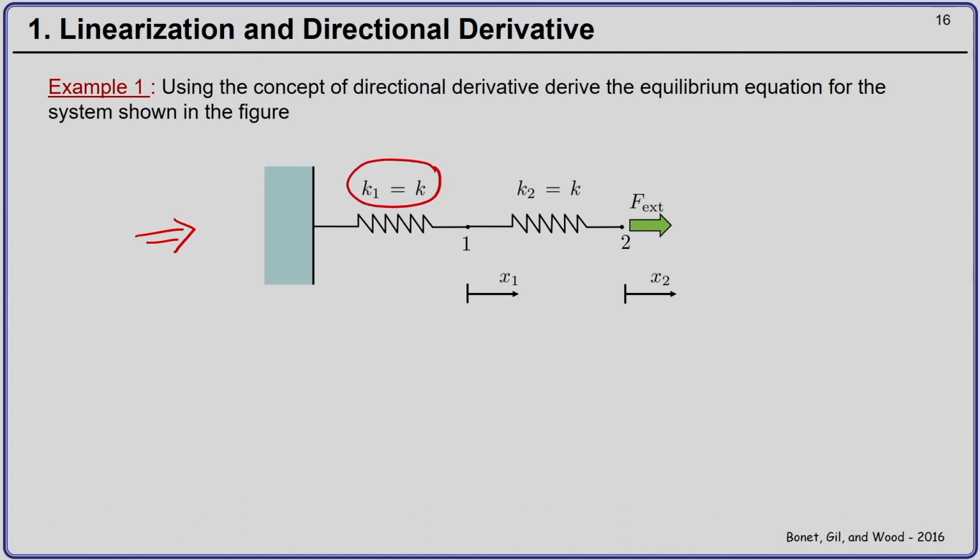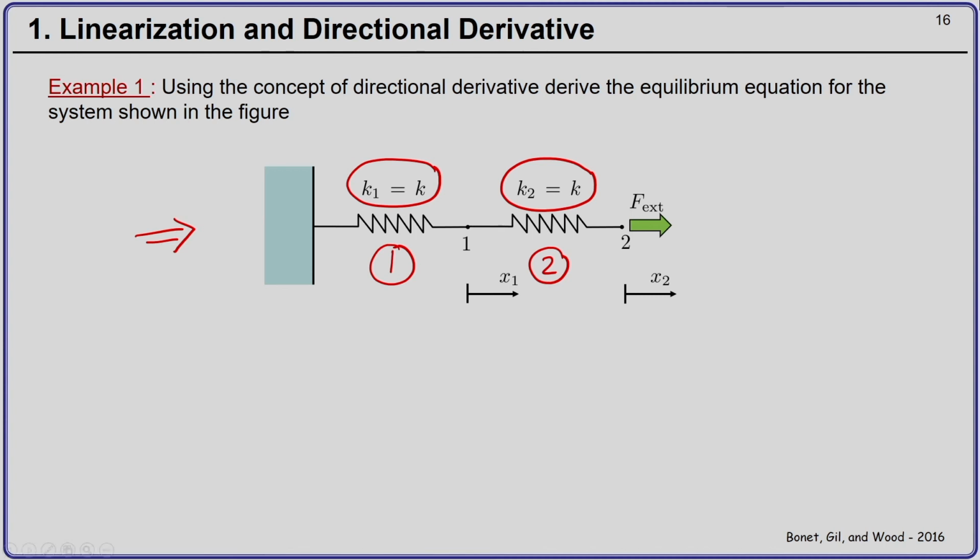The spring stiffness of the first spring, this is the first spring, this is the second spring, is K, and the stiffness of spring 2 is also K. At point 2, you have an external force which is applied, and say x1, x2 are the displacements or the coordinates of points 1 and 2 after the equilibrium is achieved. Now, we want to derive the equilibrium equation for this system using the concept of directional derivative.